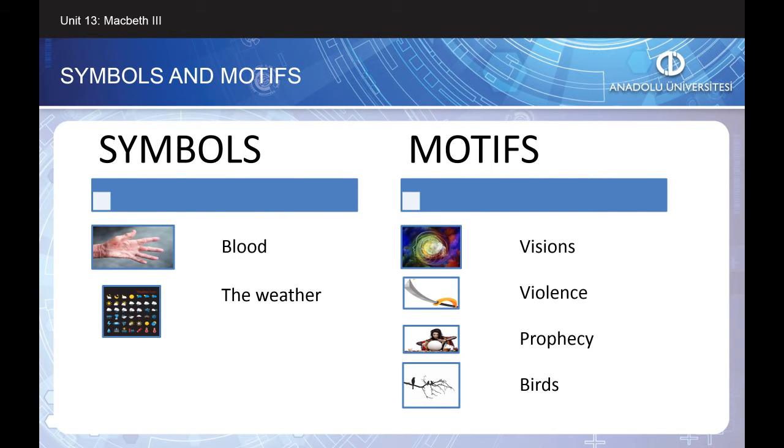Now let's have a look at the symbols and motifs briefly. The most dominant symbol perhaps in the play is blood. From the beginning to the end, we are exposed to bloody scenes. The bloody dagger that Macbeth sees increases his tension. Later on, he kills Duncan, and when he does, he believes all the oceans of Neptune will never be able to clean the blood from his hands.